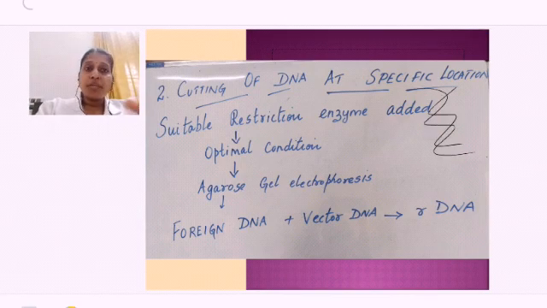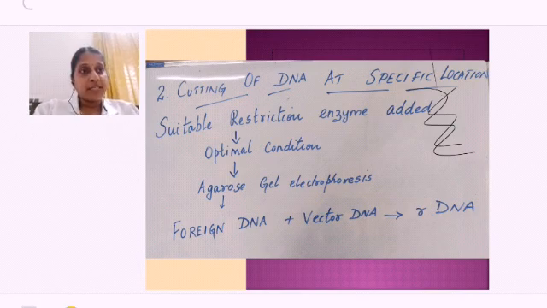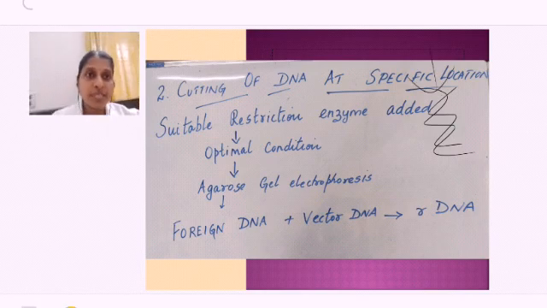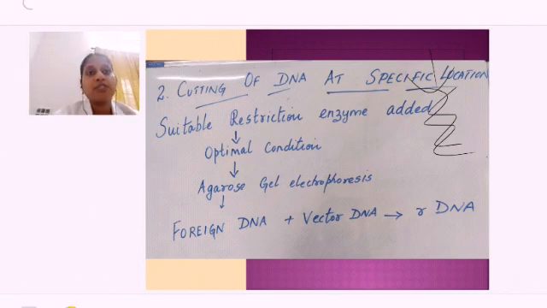This DNA has to be cut with the help of what? Suitable restriction enzymes. I am adding restriction enzyme. This restriction enzyme is cutting the DNA into many fragments. So under optimum conditions, we are maintaining proper optimum condition and we are cutting this DNA into many fragments.